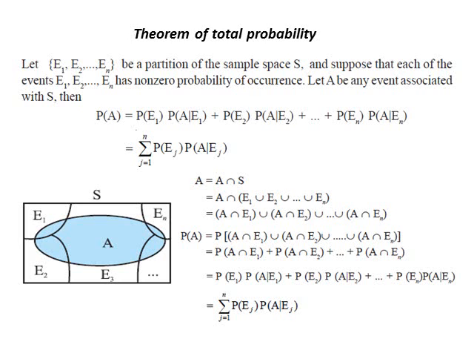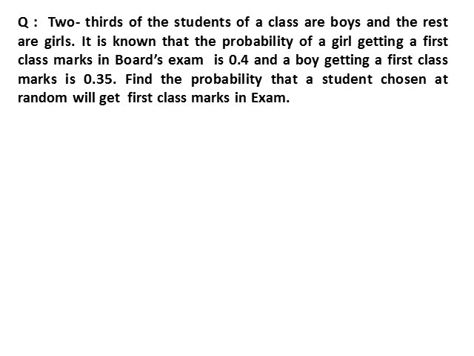total probability. First question. Two-thirds of the students of a class are boys and the rest are girls. It is known that the probability of a girl getting a first class marks in board exam is 0.4 and a boy getting a first class marks is 0.35. Find the probability that a student chosen at random will get first class marks in exam.